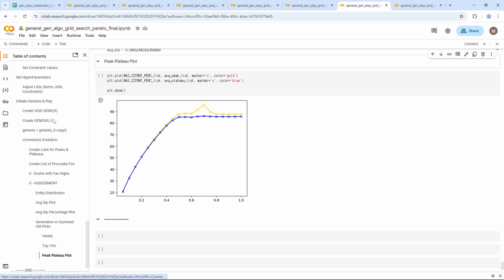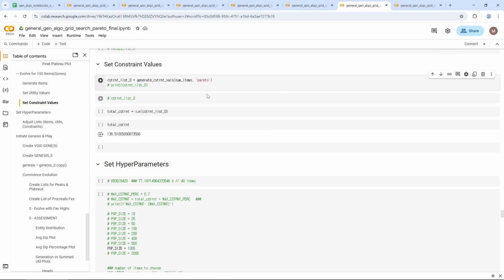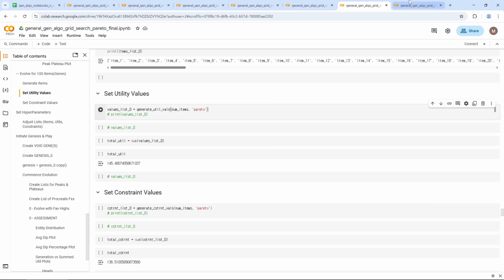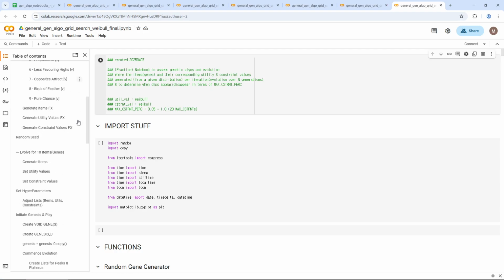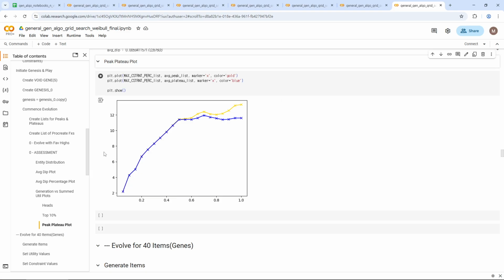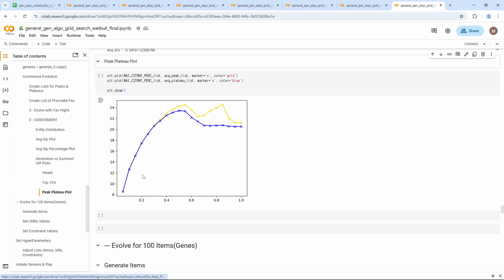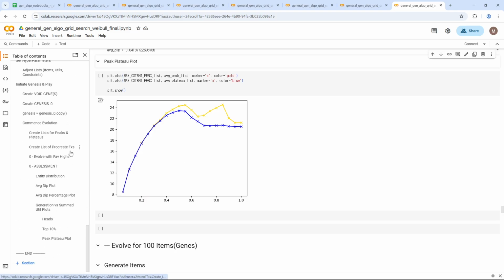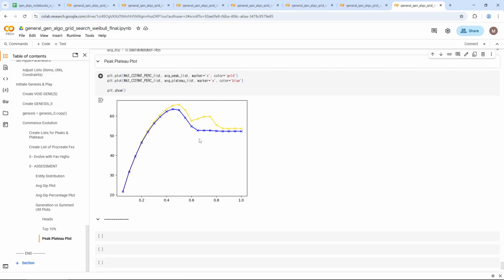Let me just check if I did everything correctly. Yeah, I'm using Pareto. I used Pareto, so that was okay. And variable distribution. Let me just take a sip of my beer. Ten items. 40 items. Okay. And 100 items. Okay. Yeah. Cool.